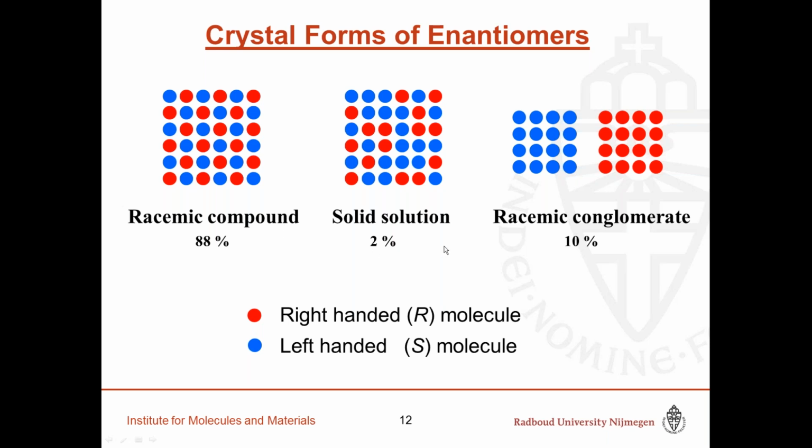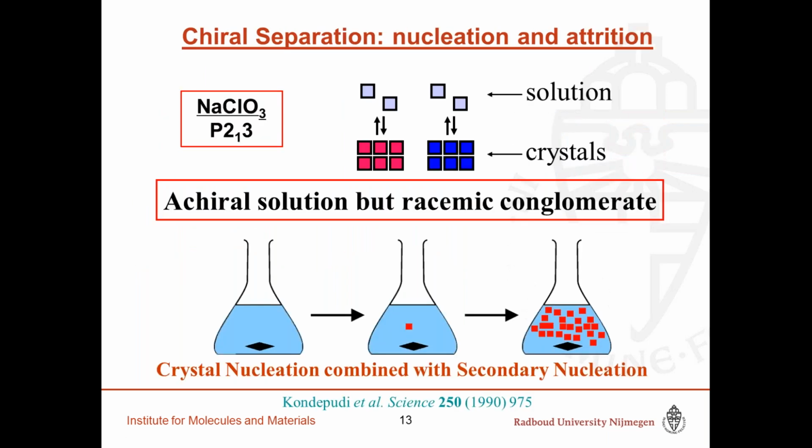Now, for separation of left-handed and right-handed molecules using crystallization, we therefore cannot use these two types. We only can work with racemic conglomerates, and that would mean only 10% of the chiral molecules, but I will show you in time that there are ways to avoid this problem.